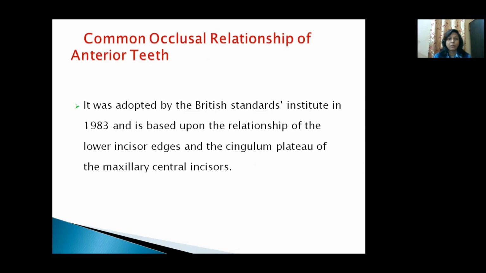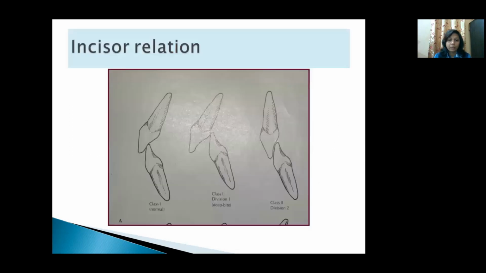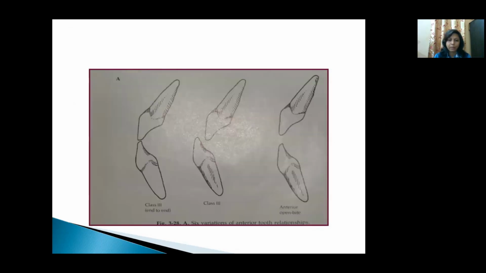So, for the anterior teeth, there are some common occlusal relationships which we know as the canine relation and the incisor relationship. This we can define as an incisor relationship into class 1, class 2 div 1 and class 2 div 2, and similarly class 3 anterior bite.